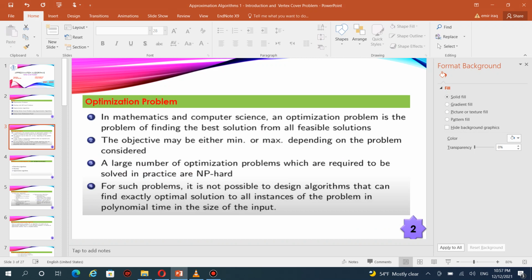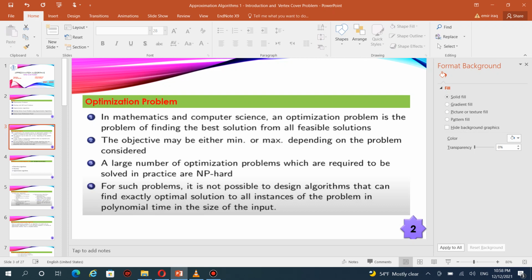It is not possible to design an algorithm that can find the exactly optimal solution to all instances of the problem in polynomial time in the size of the input. Approximation algorithms are used to solve many optimization problems. An optimization problem is used to find the best solution from all feasible solutions.